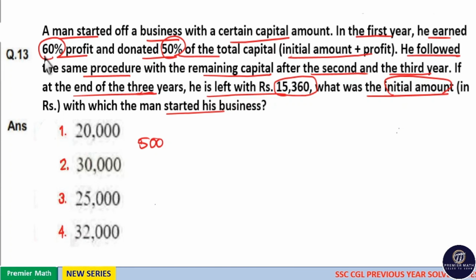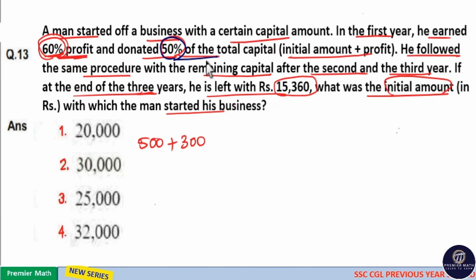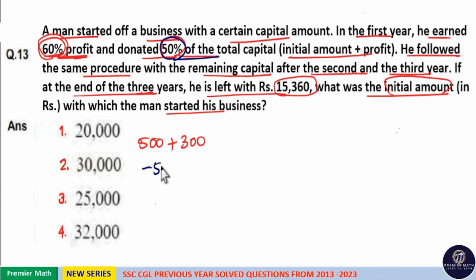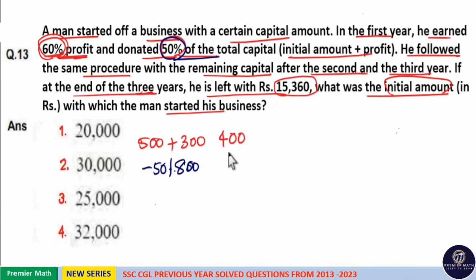Now, he earned 60% profit in the first year. So 10% of 500 is 50. So 50 into 6 is equal to 300, which is the 60% profit. Now he donated 50% of the total capital. 50% he donated to charity. Now 50% of 800 is equal to 400 rupees. Now remaining is 400 rupees for the second year.